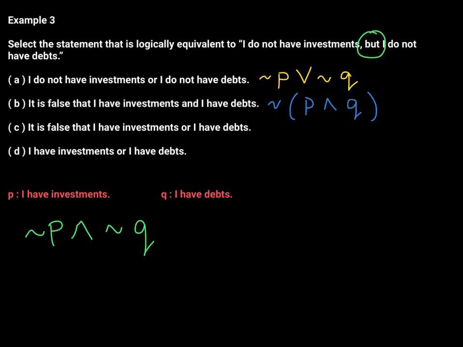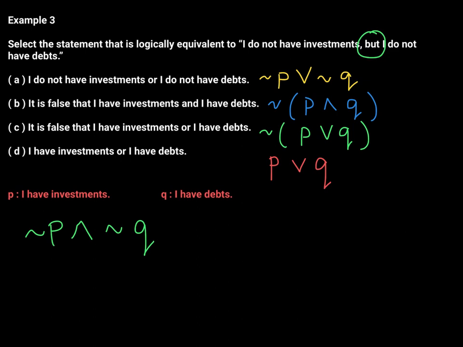So it is false that, that's the negation of P and Q. Next, it is false that, let me change the color here. It is false that I have investments, that's P, or I have debts. And then finally, the last one says I have investments, that's P, or I have debts. All right, so we have all of these in symbolic form.